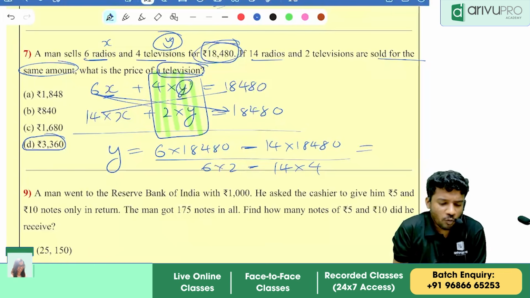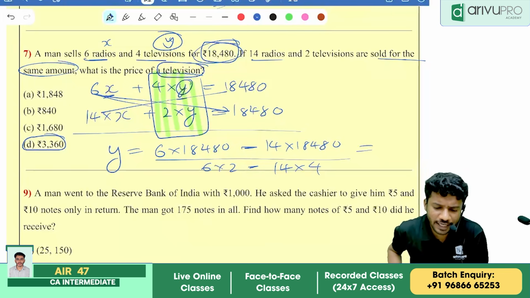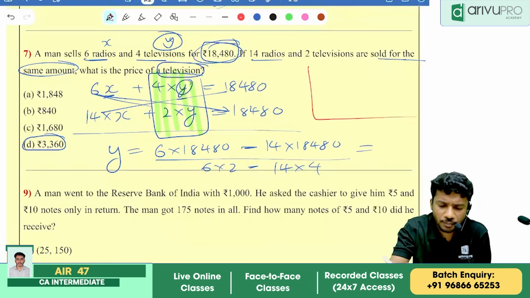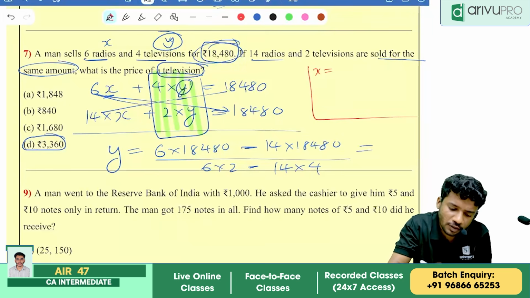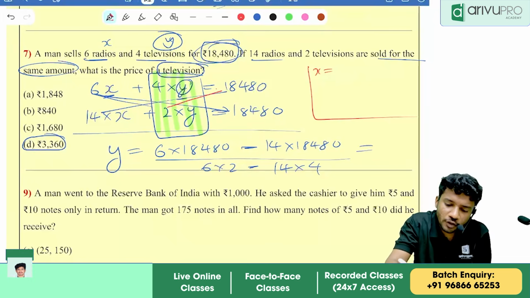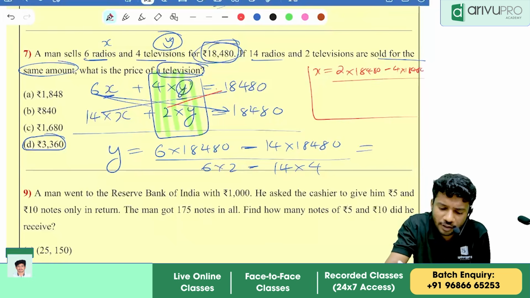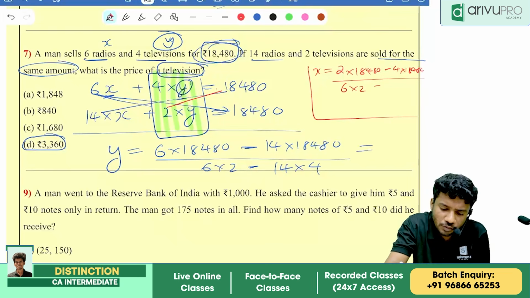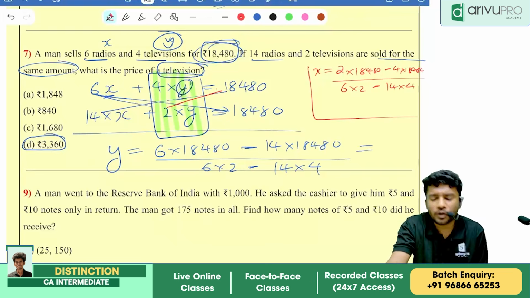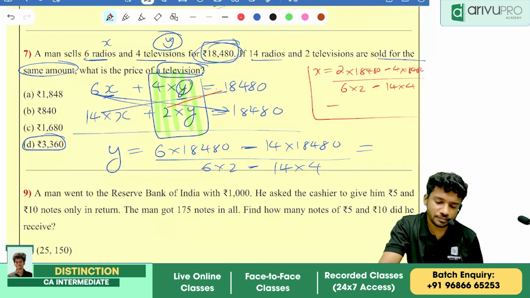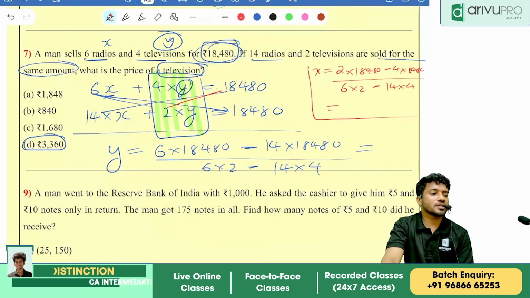Okay, got it? Understood the method? What if they are asking for the price of radio? That also you do. You will find the value of X. That means you will go from down to top: 2 into 18,480 minus 4 into 18,480, divided by the same denominator, 6 into 2 minus 14 into 4. You will get the answer. How much is it, people?